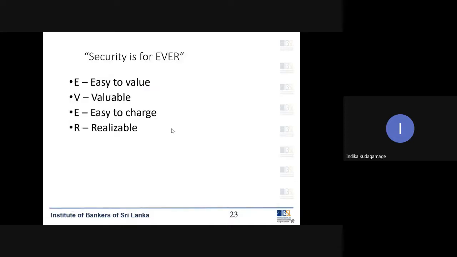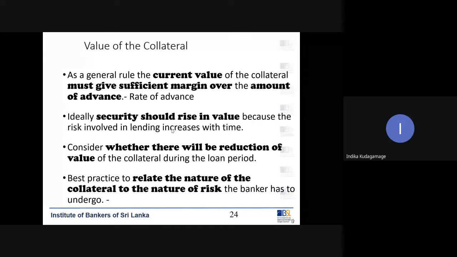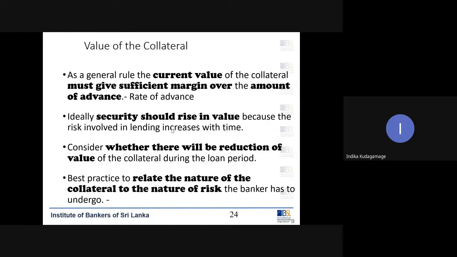Right? Then security, we discussed security earlier as well. Then it is easy to value, valuable, easy to change and realizable. Then we have increase in value, decrease in value, stable and fluctuating value. Always you need to link the nature of security and the nature of the risk. Right? That means if it is a long-term loan, normally we need hard collateral. If it is a short-term loan, you can go with a mix of hard collateral, fluctuating value, decreasing value, all those things. Always we need to have security more than the loan you are going to give. Right? You have to have a buffer to discount collateral.